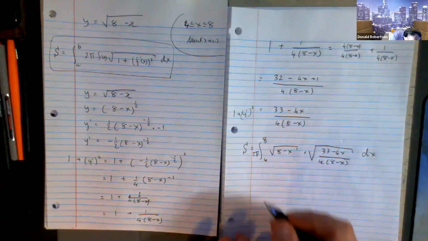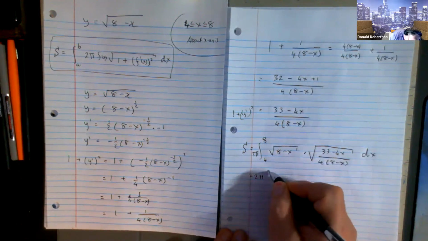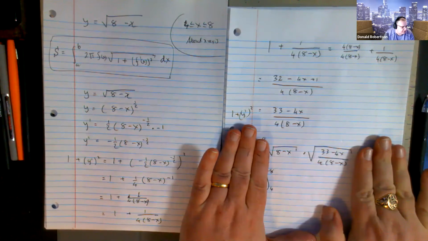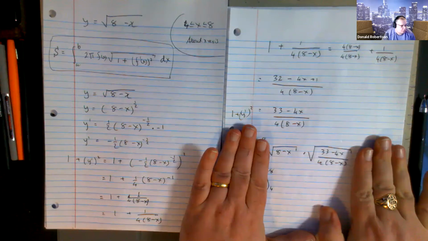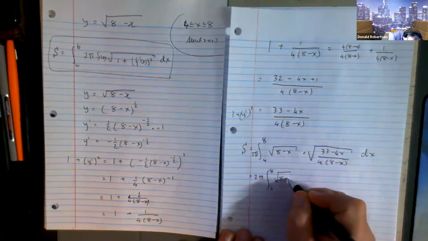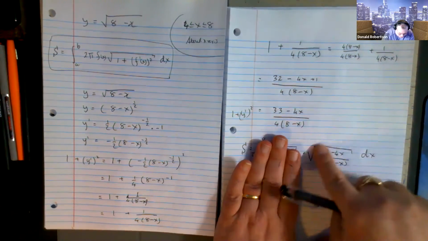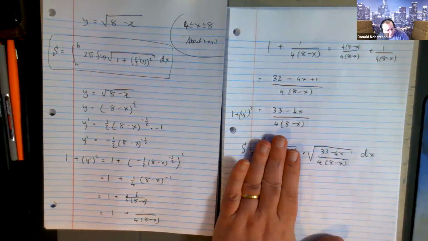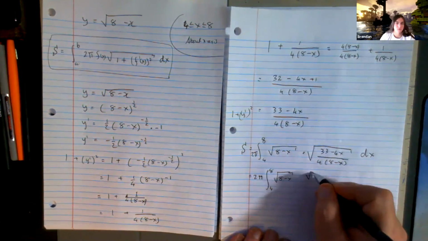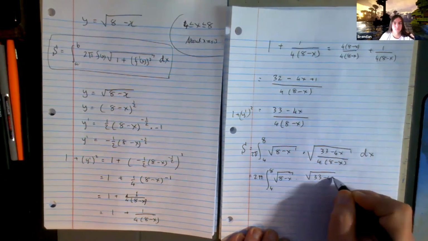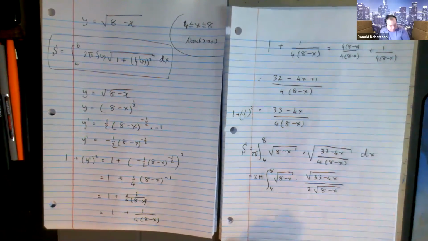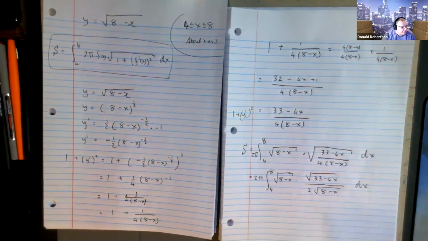And now we think style points again. Before I even try and integrate that, wouldn't it be a good idea to make it nicer, something easier to work with? Any suggestions about a different way of writing that? The square root of the top over the square root of the bottom, so, right, 2 times the square root of 8 minus x. You all happy with what you just said there? That's exactly what you should do.